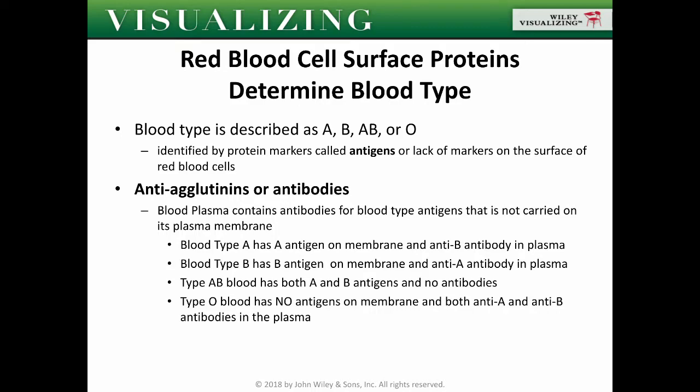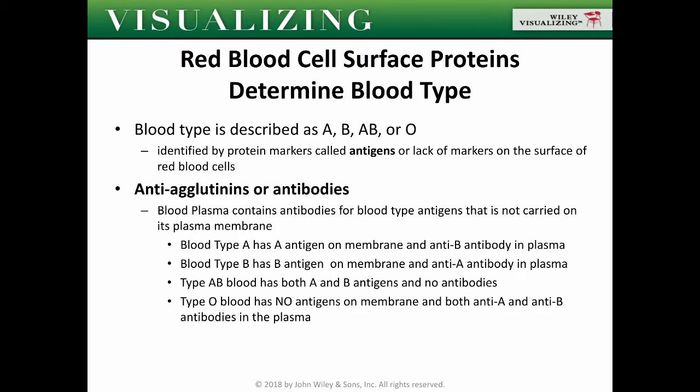Whereas the same goes for blood type B. So blood type B, since it has anti-A antibody, cannot receive any blood that has a marker A. So that means no blood type A nor blood type AB. It can only accept blood type B and blood type O.